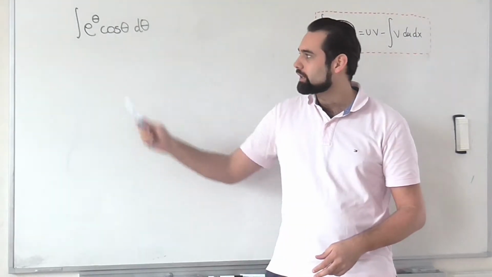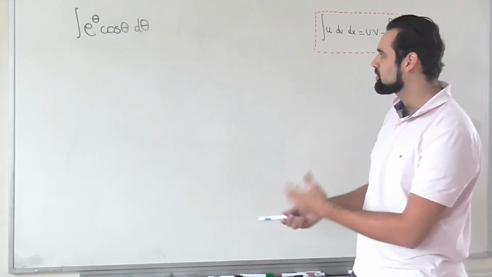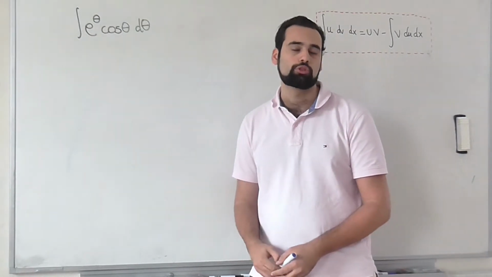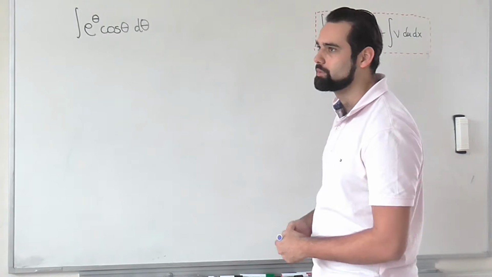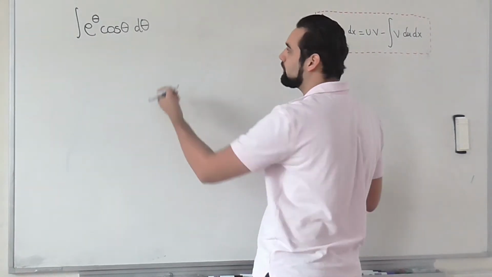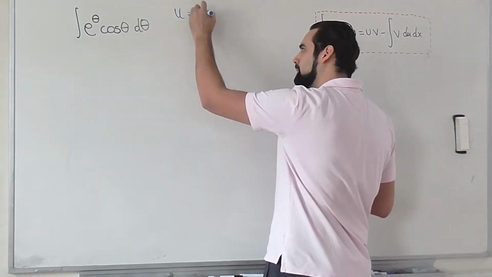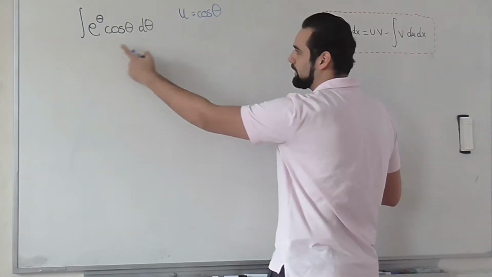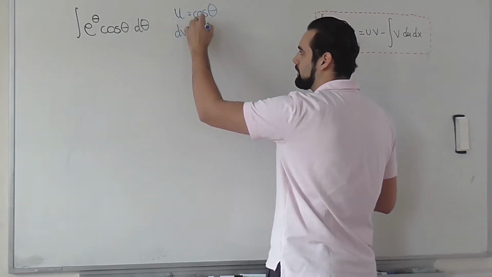In this exercise, we are going to integrate that expression over there. So we just have to follow the normal rules that we usually follow. We have to use ILATE to choose what is going to be what. Once we use ILATE, we see that our u variable is going to be the cosine of theta, and then our dv is going to be e to the power of theta.